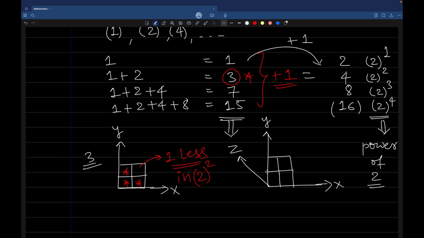this will be one more layer backside, that is 4 plus 4 is 8, but there is 1 less. This 2 layer is behind and 1 less in 2 power 3, that is 8. When we add 1 in each number, that is 1 plus 1 is 2, 3 plus 1 is 4, we get the complete power of 2. In all these representations, we get 1 less cube in the representation of power of 2.